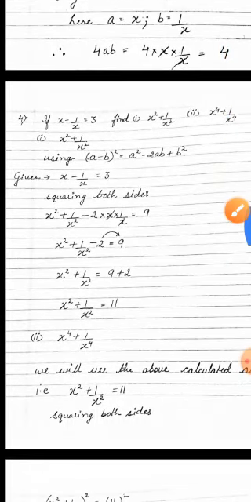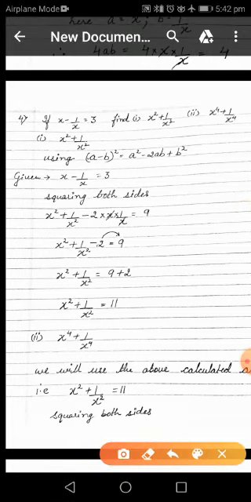Next we have, if x minus 1 upon x is equal to 3, find the value of x square plus 1 upon x square, and the second part is x raised to the power 4 plus 1 upon x raised to the power 4. So dealing with the first part, x square plus 1 upon x square. We have been given x minus 1 upon x and we need x square plus 1 upon x square.